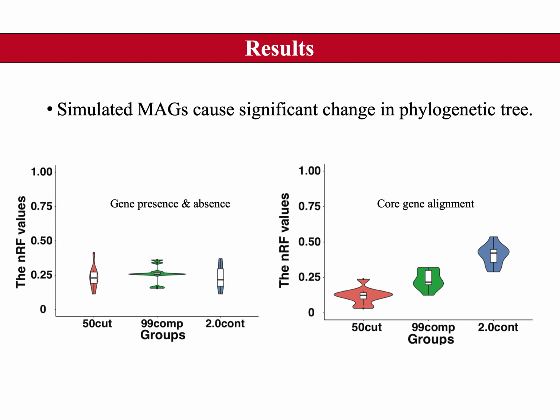For the phylogenetic analysis, the phylogenetic trees can be built based on the single-copy core gene alignment or the gene presence and absence matrix. By quantifying the topology change between the trees before and after simulation, the results indicate that the more fragmentation, incompleteness, and contamination MAGs have, the less accurate the phylogeny will be, irrespective of tree construction methods.